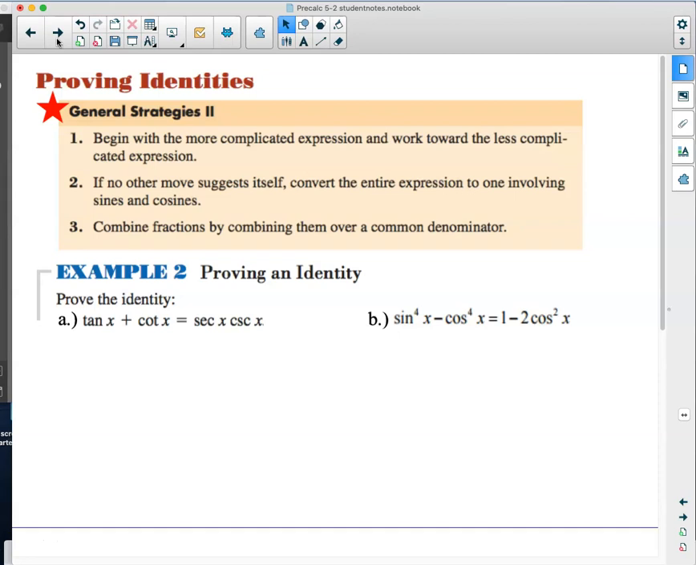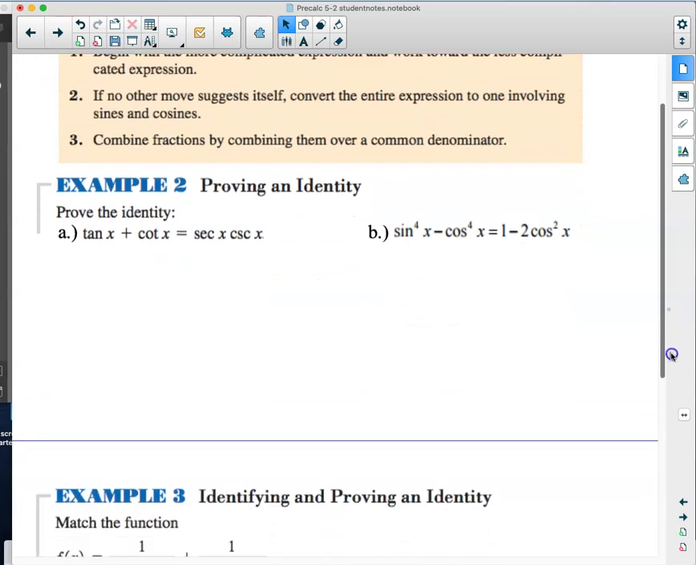Number 3, combine fractions by combining them over a common denominator. They give you a fraction. Think, well, what do you normally do with fractions if you have to add or subtract? You get a least common denominator and you put them together. So use your logic of things that you know that you've done in the past. So let's take a look.